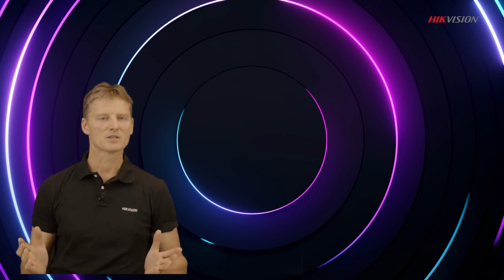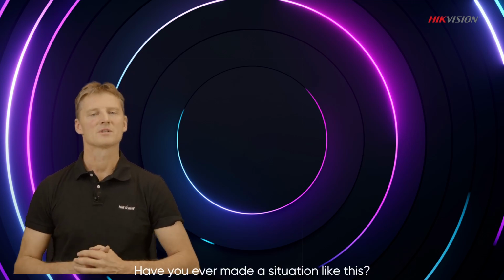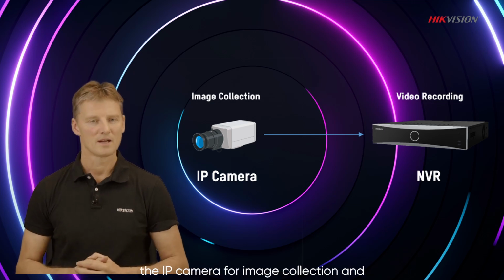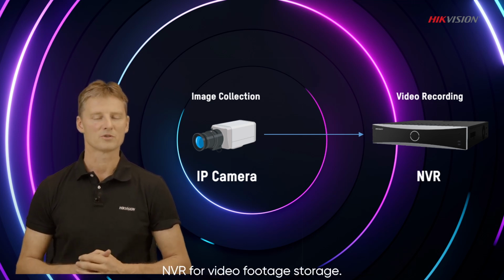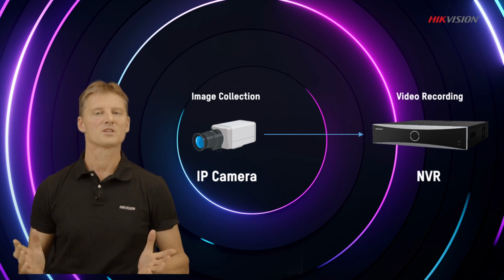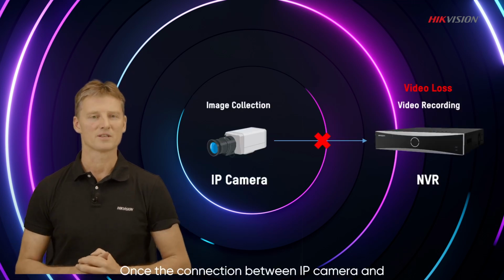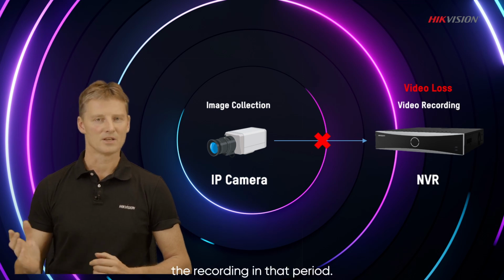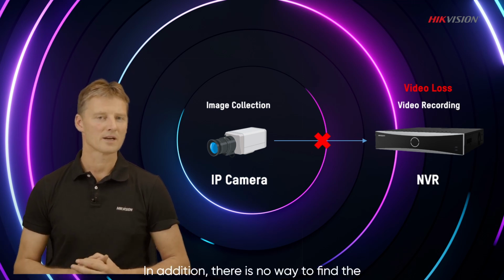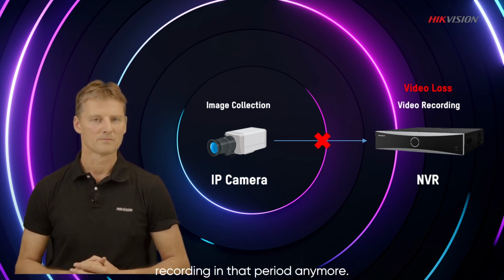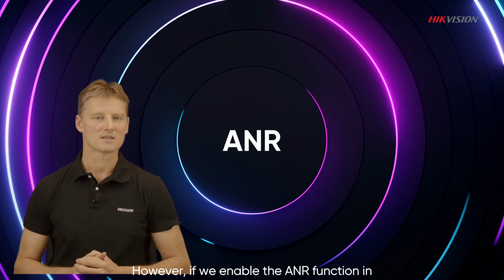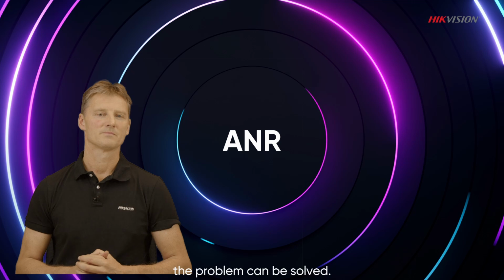Have you ever experienced a situation like this? In a network CCTV system, we usually use the IP camera for image collection and the NVR for video footage storage. Once the connection between the IP camera and NVR breaks down for a while, we will lose the recording in that period. In addition, there's no way to find the recording in that period anymore. However, if we enable the ANR function in a situation like this, the problem can be solved.